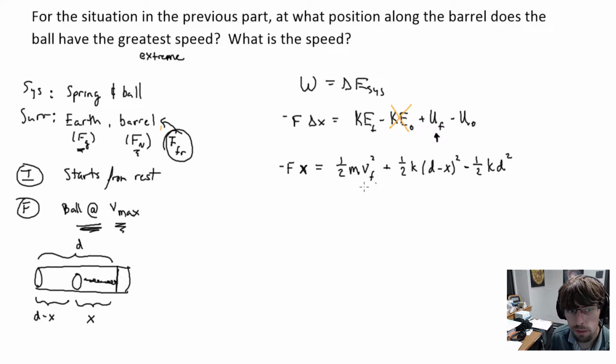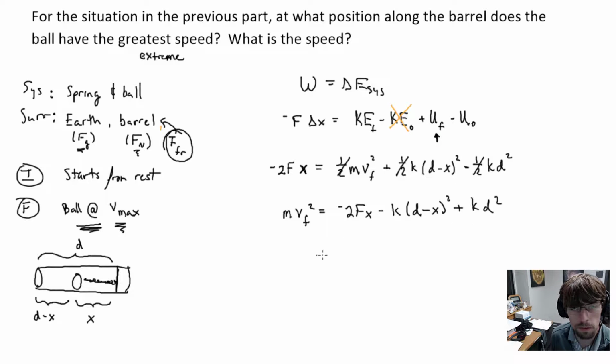Rock and roll. Let's get v squared by itself. So I multiply everything through by 2, so I'll make this a 2. And we can get rid of these. And I'm going to move these two terms to the other side, so I get m v final squared equals negative 2fx minus k (d minus x) squared plus k d squared. So minus, move this over, I get a minus, move this over, I get a plus. Okay, good. And of course, the last thing to do is to divide by m.